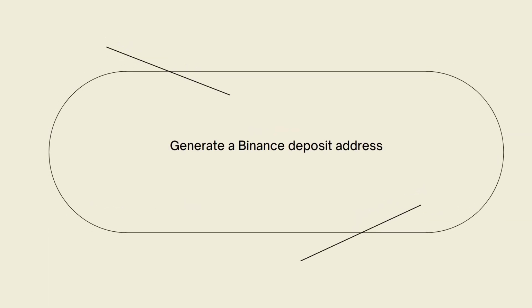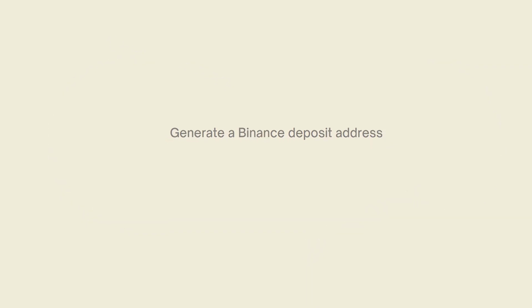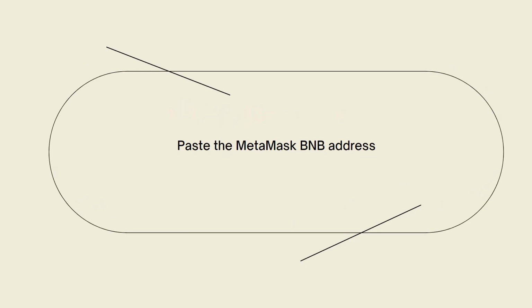Now you need to generate a Binance deposit address. So to do that, click on Deposit next to Binance Coin. Binance will generate a unique deposit address for you. Now paste the MetaMask BNB address. So return to MetaMask and paste the Binance deposit address you've copied earlier into the recipient address field.